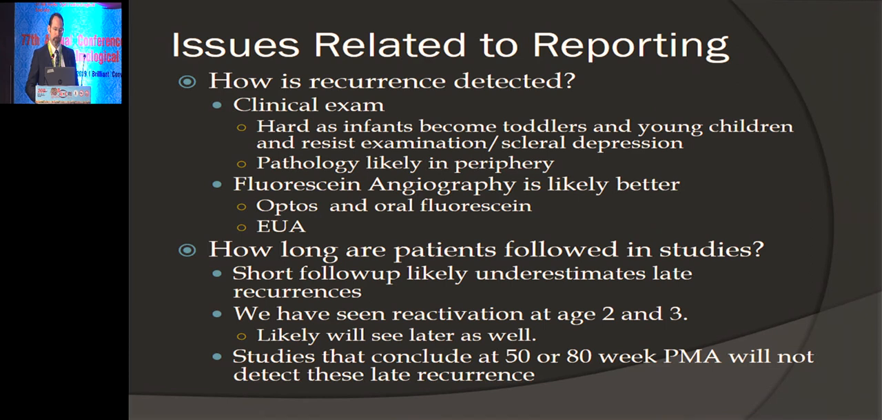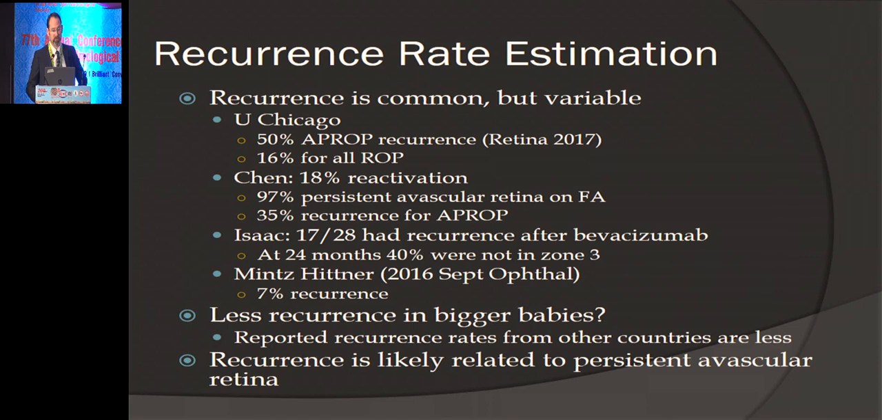It's also hard to detect recurrence as the babies age. When they're neonates, it's easy to hold them down and scleral depress. As they grow into toddlers, they're 1, 2, 3, 4, and 5, it's much harder to examine the periphery because they resist examination. Sometimes the periphery can be better examined with the infants and toddlers asleep, or with Optos if you have access to that machine. And also, it's easier on fluorescein to see where the vessels end than in clinical examination. So, as I said, we've seen reactivation at 2 to 3 years, and it's suspected there'll be later reports as we go.